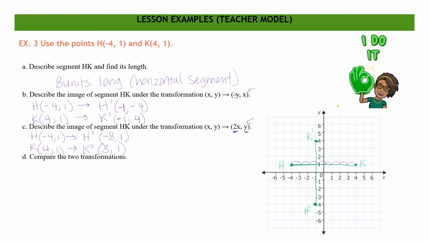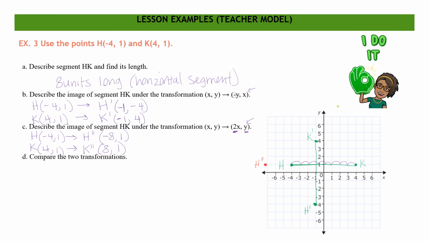So if I wanted to go ahead and plot this, let me do that in a different color. We're going to plot -8. So -8 would be to the left. So let's just say -8 is around here, and that's going to be my H double prime. I'm sorry, and we need to go 1 up. I forgot my y coordinate. So we go to the left, -8, and then 1 up. So that's going to be H double prime.